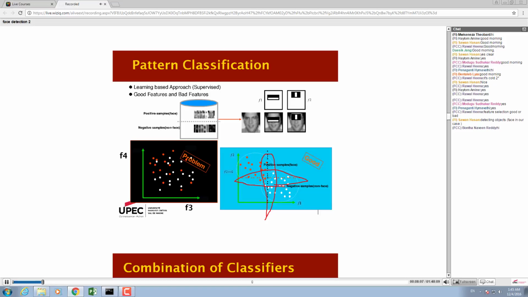Okay, so one simple way is to calculate a threshold and make a classifier. Take feature 1, F1, for example. By calculating a threshold, this black dotted vertical line, we can make a simple classifier. We'll see the real example in detail later, but this is the concept of a classifier.